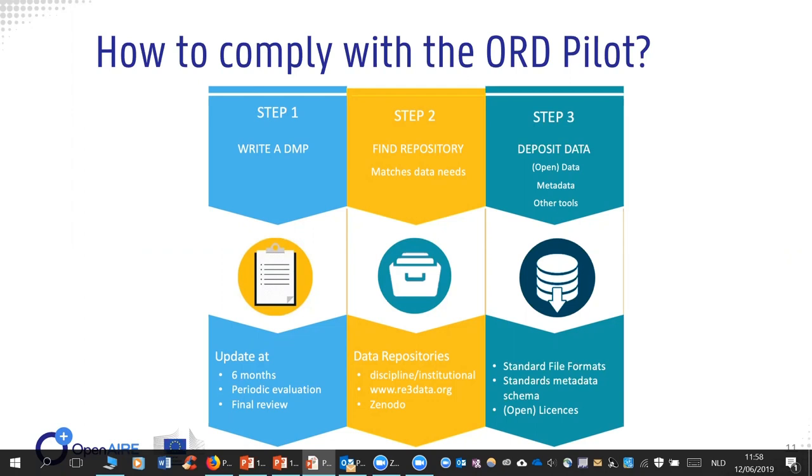And step three is then uploading the data together with information that makes the data understandable. So this can be metadata, which can be read by a computer. For example, what project, what type of data it is, and other tools. Think about code books, for example. And when you upload data, always use standards in your discipline. So a standard file format or an open file format, and attach a license so people know what they can do with your data.